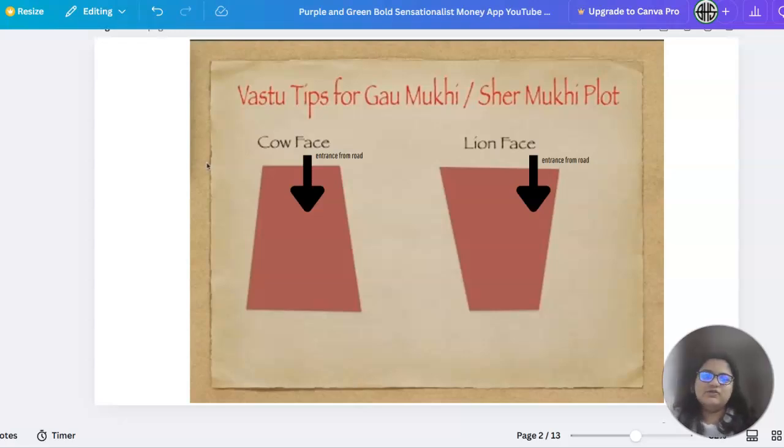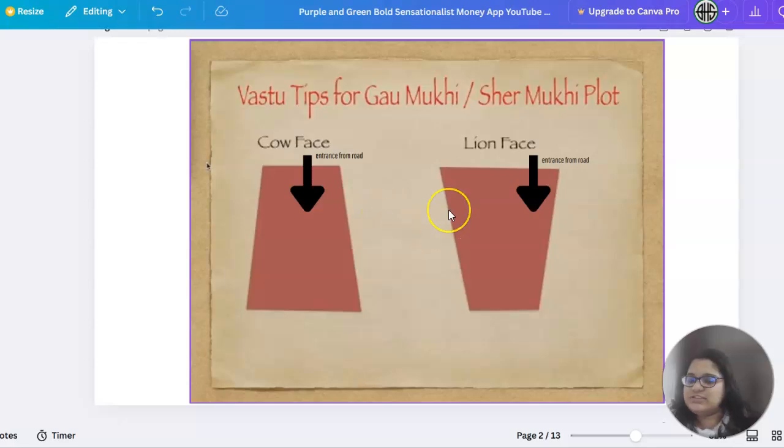So hi everyone. In today's session, let us understand two types of plots, that is Gaumukhi and Shermukhi. As the name suggests, it's a conversion, and Go means the cow and Mukhi means the face. So Gaumukhi in English translated becomes the cow face plot. Similarly, Shermukhi, where Sher means the lion and Mukhi means the face, so lion face shape plot.